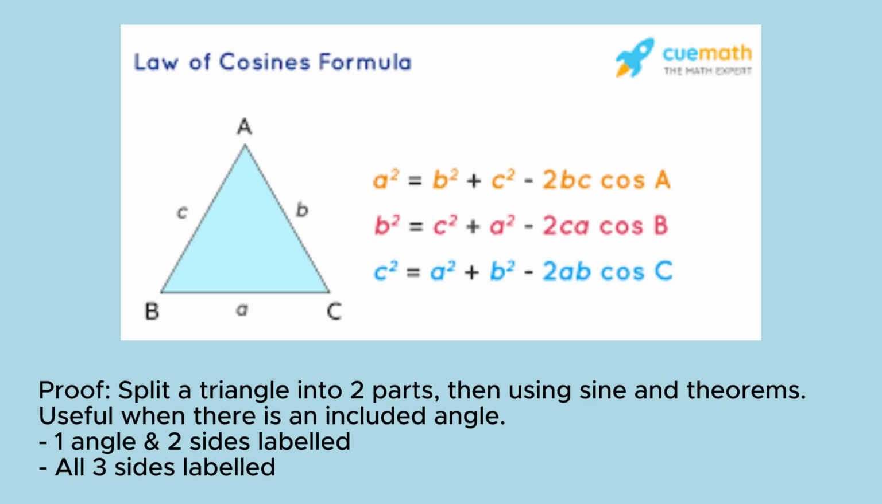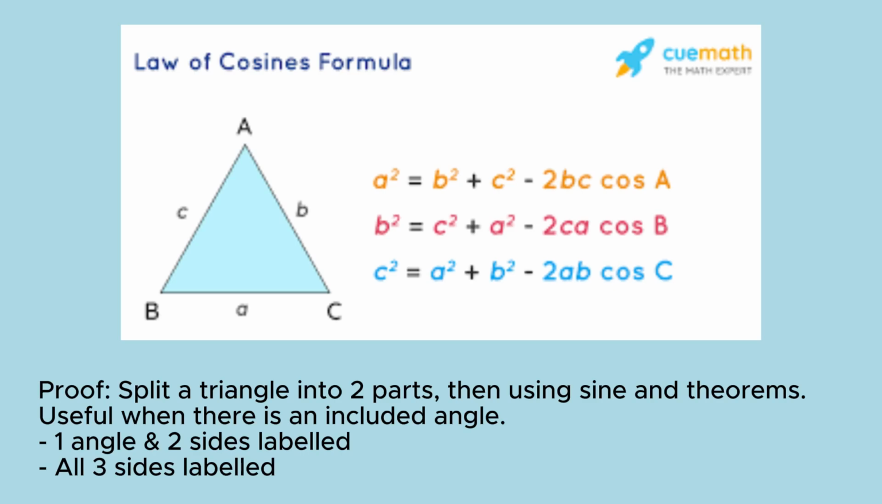If you want to find out how it works, first you need to split a triangle into two parts, and then you use the sine formula to make height the subject, and then you use Pythagoras theorem so that you can use the height as a subject, and then you rearrange the variables. Thus you get the formula for the law of cosines.